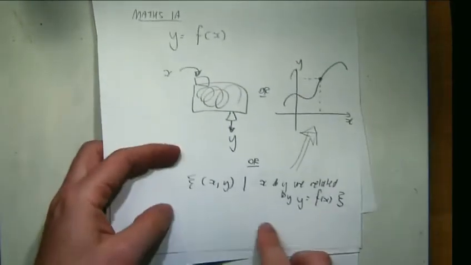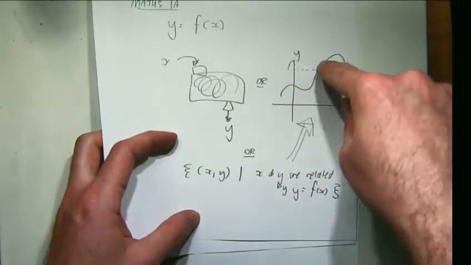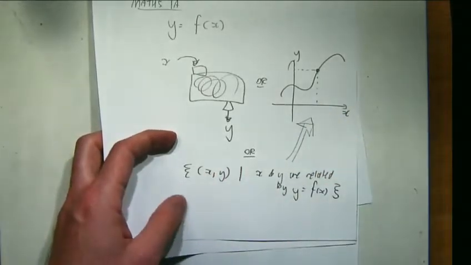So back here, you go, cool, every point in this graph, I'm going to call the y that goes with this x, f of x. And then I've got a formula for how that works.